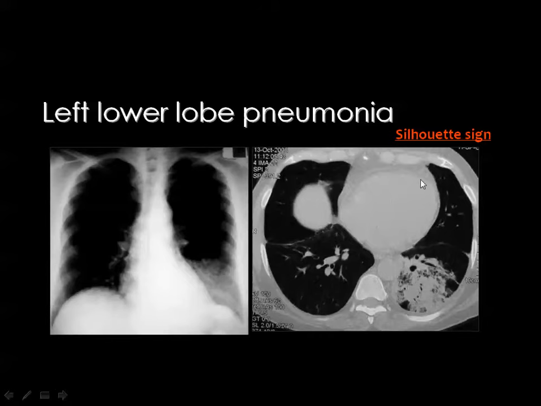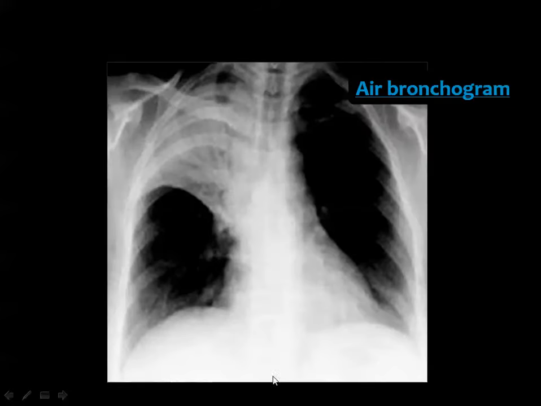This is the fissure, and this is the heart, and this is the diaphragmatic copula and the dome of the liver on the right side.